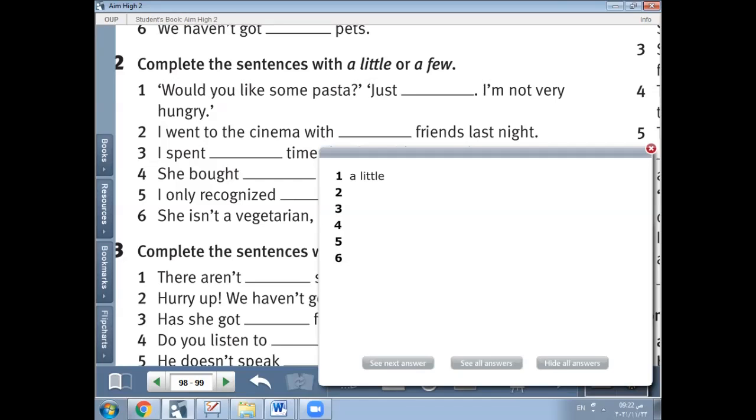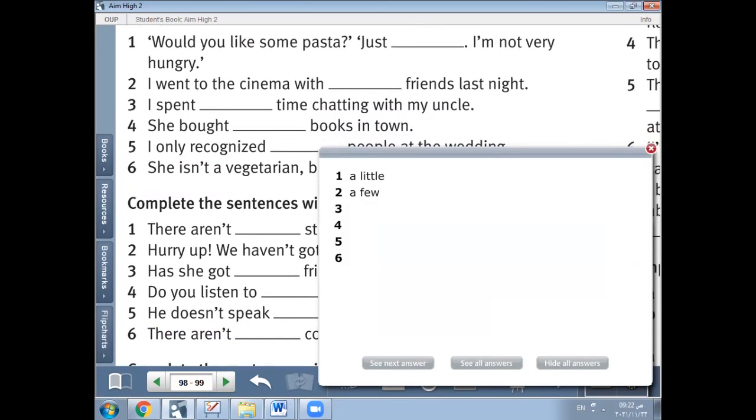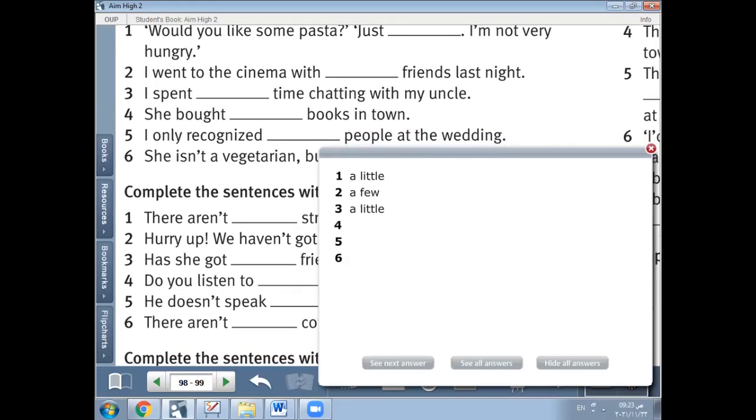Yeah, right. Number 2. Yalla. Let's read number 2. Yes, ya Ali. Again. I went to the cinema with a few friends, because it's countable. Yalla Karim. I spent a little time. Countable or uncountable? So we use a little time. Don't forget to check if the noun is countable or uncountable to write the correct answer. Yalla Musa. Excellent. She put a few books in the town.